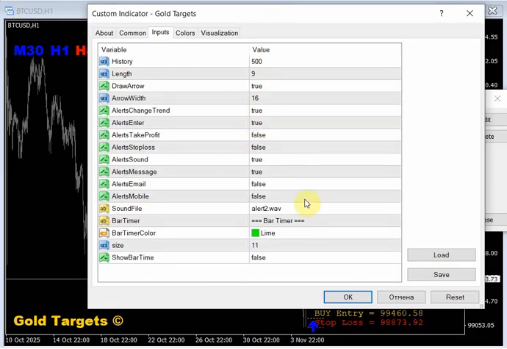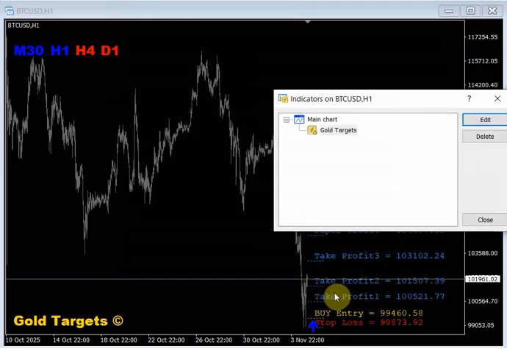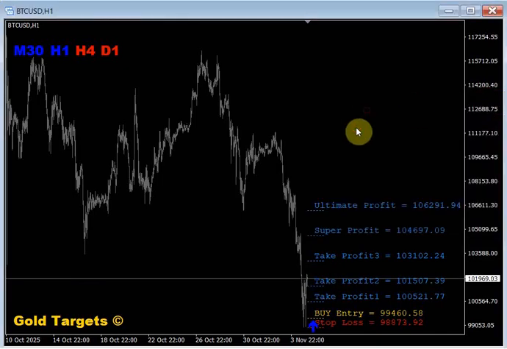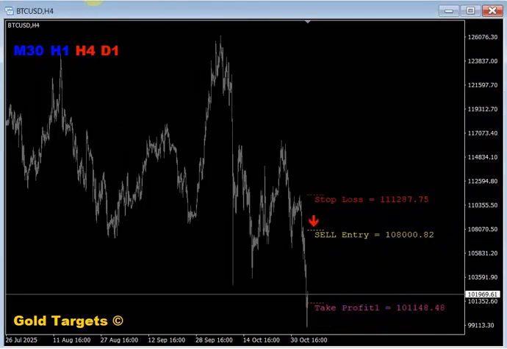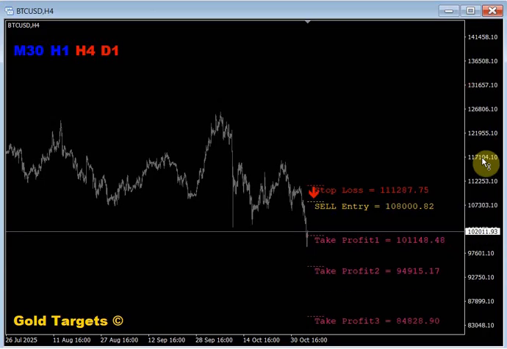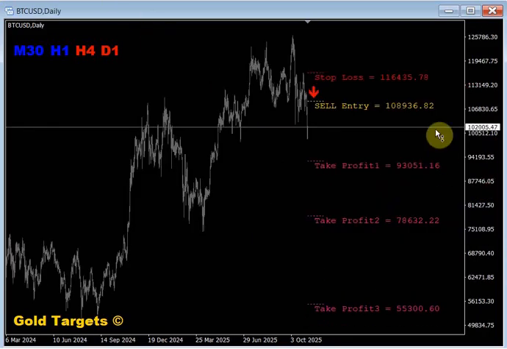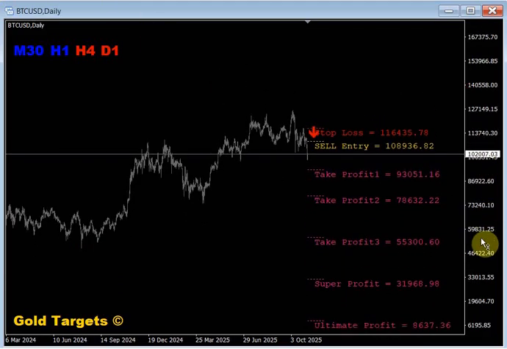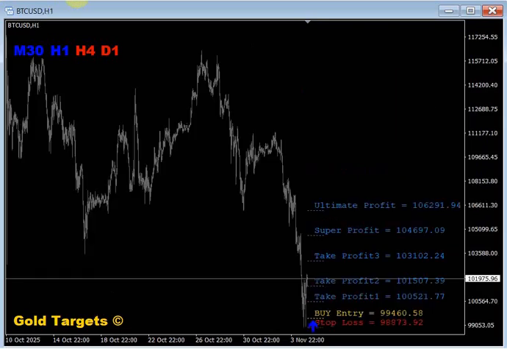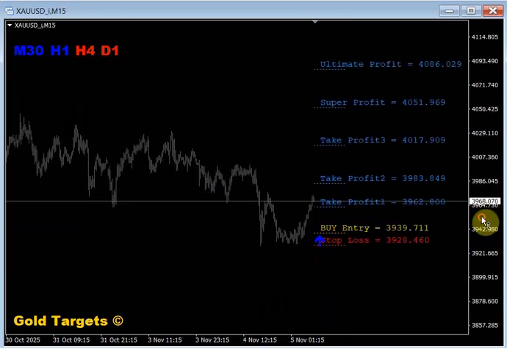4. You can trade any assets: currencies, metals, cryptocurrencies, stocks, indices, etc. 5. You can trade on any time frames. M15 and M30 scalping and day trading. H1 medium-term trading. H4 and D1 long-term trading.